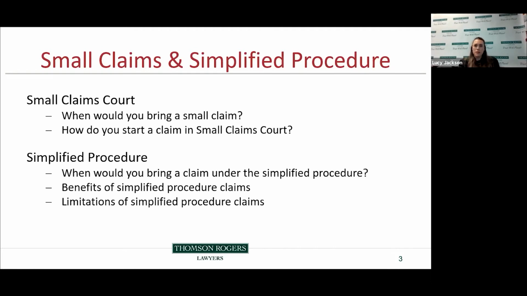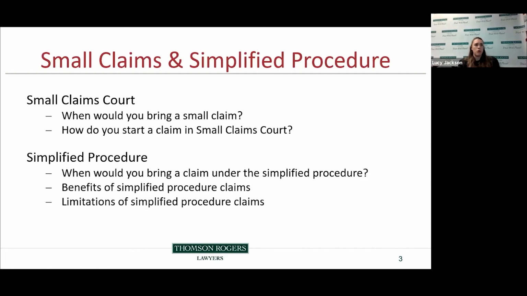And how to start a claim in small claims court. The court was established to be much more accessible for individuals and much easier, so a more simplified process rather than the more formal tort route. So individuals pursuing a small claim aren't required to have a lawyer. It's supposed to be simple enough for any individual to be able to do.